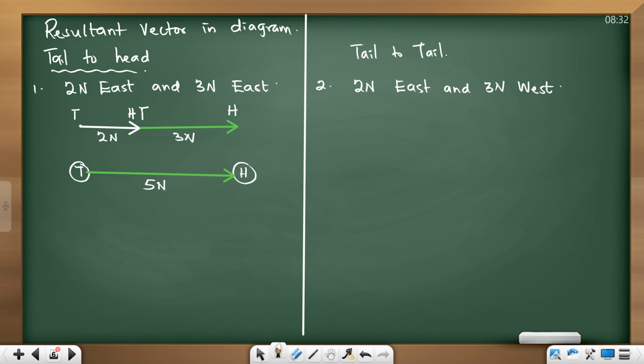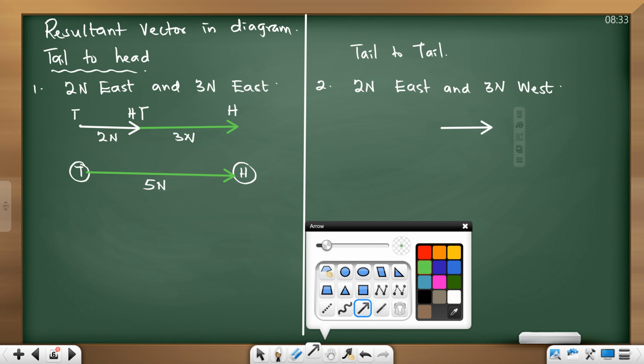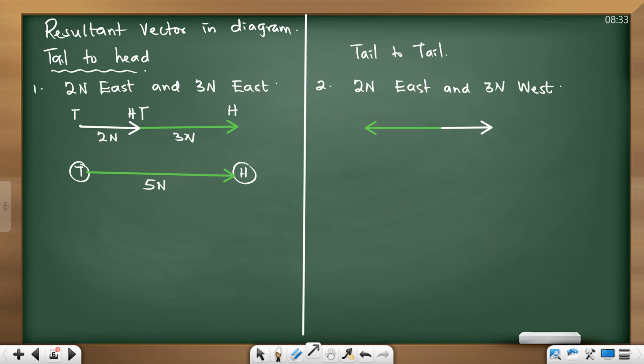When they are in opposite direction, it is easier to work with what? Tail to tail. When I say tail to tail, it means the tails are now connected. So what are we going to have? 2 newtons east will go to the right. What about 3 newtons west? To go to the left. But I am going to connect. Does that make sense to you? 3 newtons and 2 newtons. Let's put a dot there. It's always good to use that dot to start.